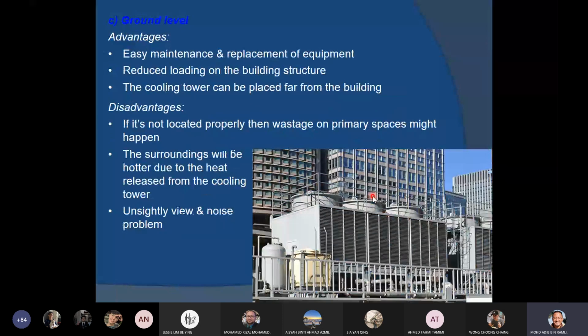On the ground level, advantages: easy maintenance, replacement of equipment, reduced loading on the building structure. The cooling tower can be placed far from the building, but like I said earlier, depending on how much land you have to put it on the ground. Disadvantages: if it's not located properly, then wastage on primary spaces might happen. The surroundings can be hotter due to the heat released from the cooling tower, and there is unsightly view and noise problem. If it is right in the middle of the city, then maybe it's not suitable.